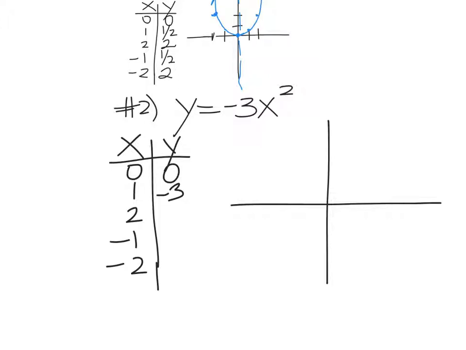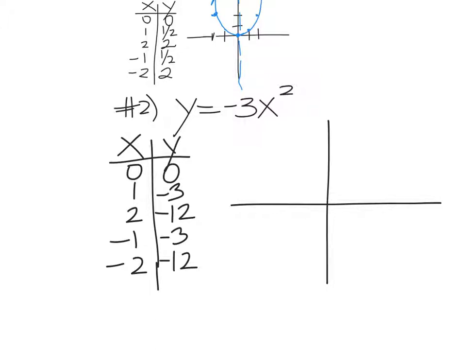Plug in 2. Square the 2 first. 2 squared is 4 times -3 is -12. And by the way, if you know it's symmetric, no, let's not do that yet. All right, plug in -1. -1 squared is 1 times -3 is -3. And then -2 squared is +4 times -3 is -12.